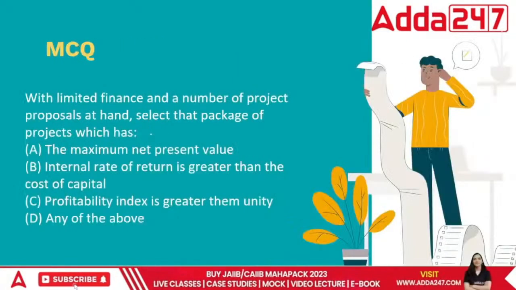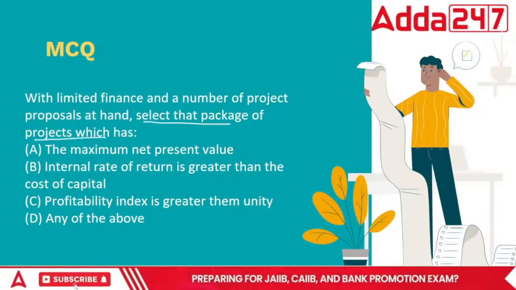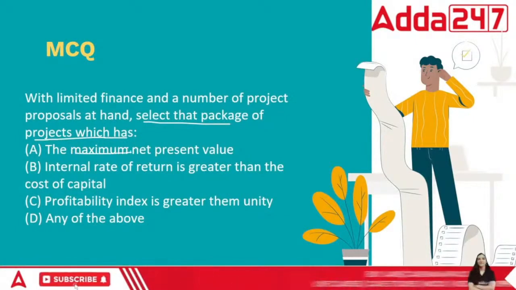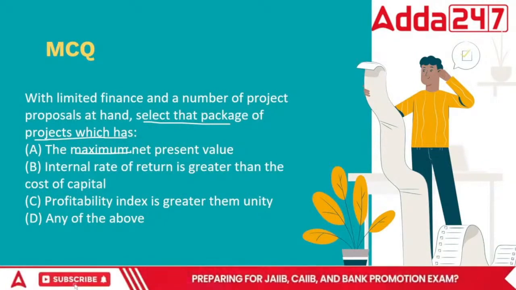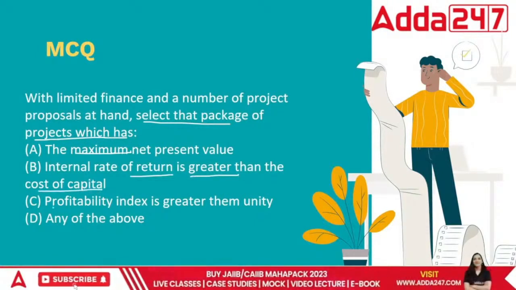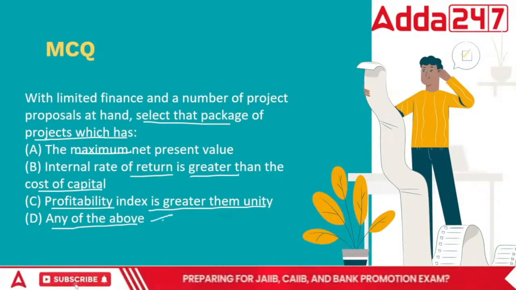With limited finance and a number of project proposals in hand, select the package of projects which has maximum NPV. Again, we have a limited amount of money. We can say that after this we don't have money. Then internal rate of return is greater than the cost of capital, or profitability index is greater than unity, or any of the above.